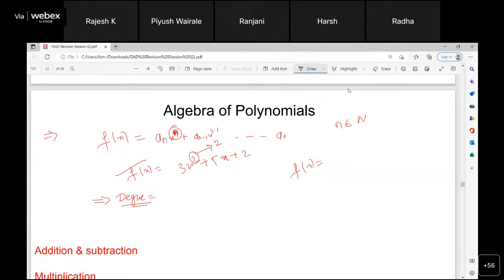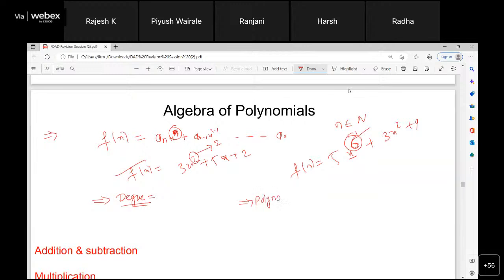So if I say like this, 5x to the power 6 plus 3x square plus 9, then the degree will be 6, right? Highest exponent. But this is an expression having one variable, x. What if it is a polynomial of two variables?